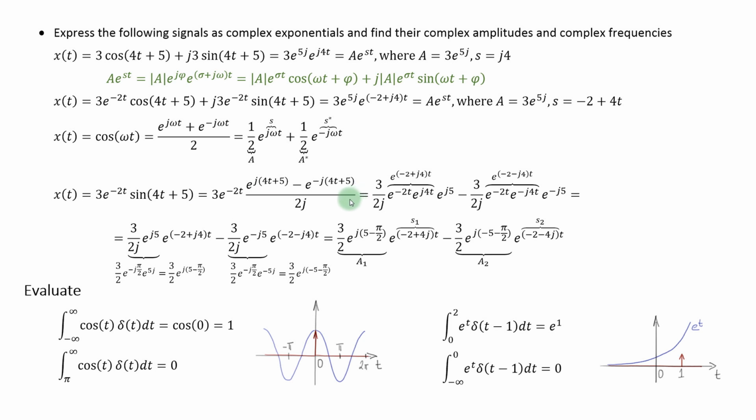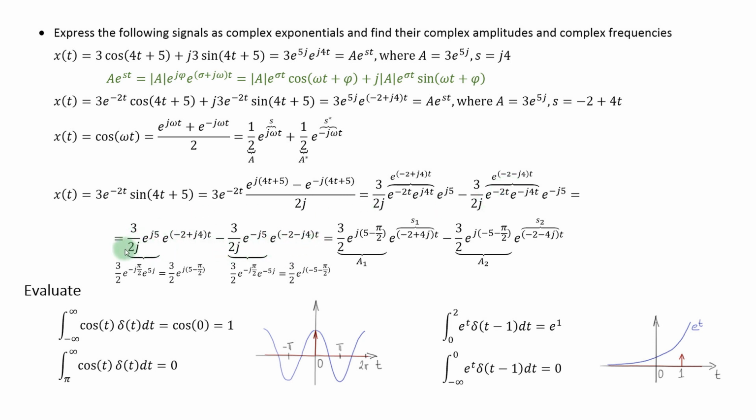Now what I can do is to break this exponential into the product of these two exponentials, and I can break this exponential into the product of these two exponentials. And also I can distribute this multiplication. That will give me this expression. In this expression, I can combine these two exponentials into this one and these two exponentials into this one. That will give me this expression.